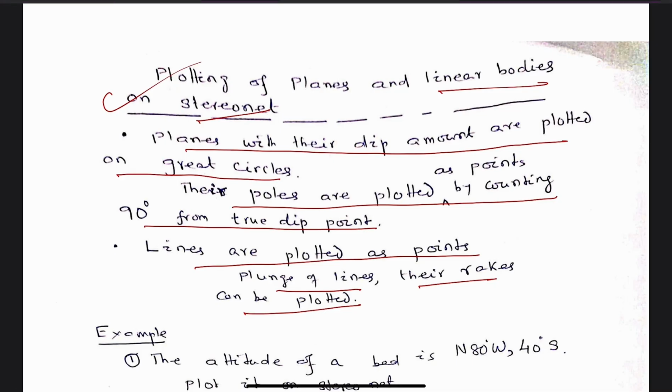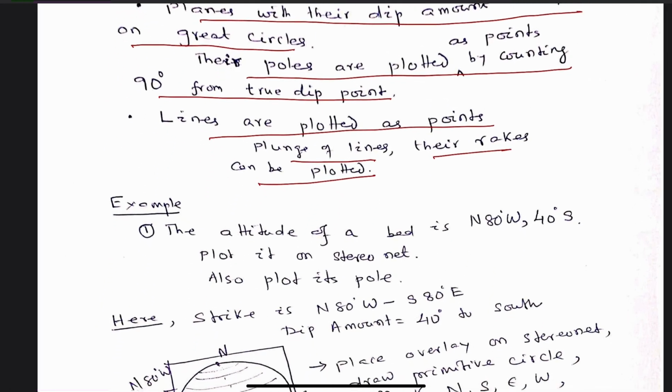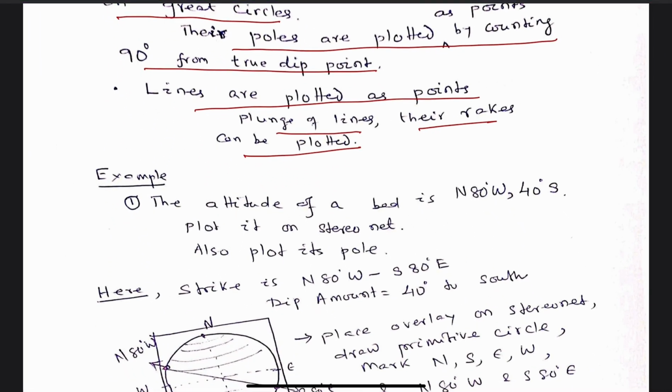The plunge of the lines and the rays can be plotted. So how will it be possible? Let us see the example. We have to find out this plotting. The attitude of a bed is north 80 degree west, 40 degree south. So how can we plot it in a stereonet?